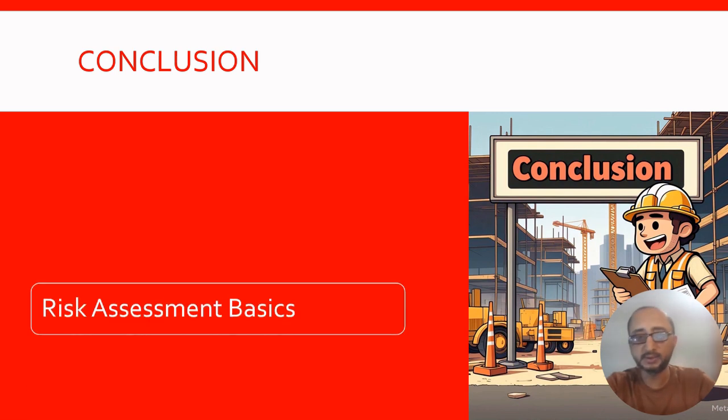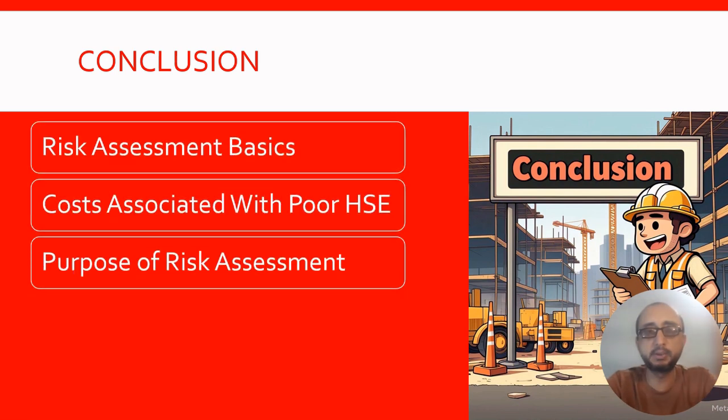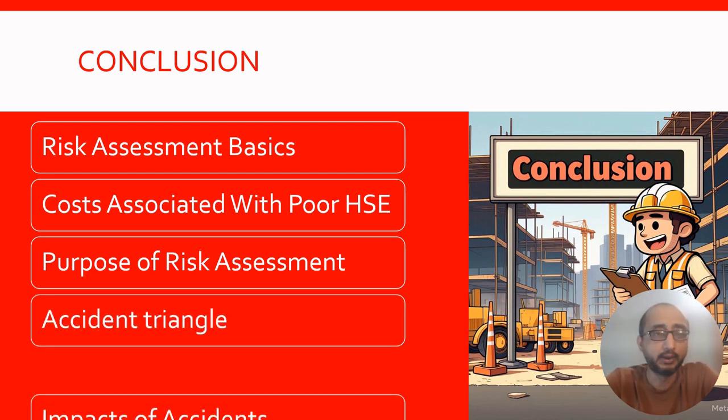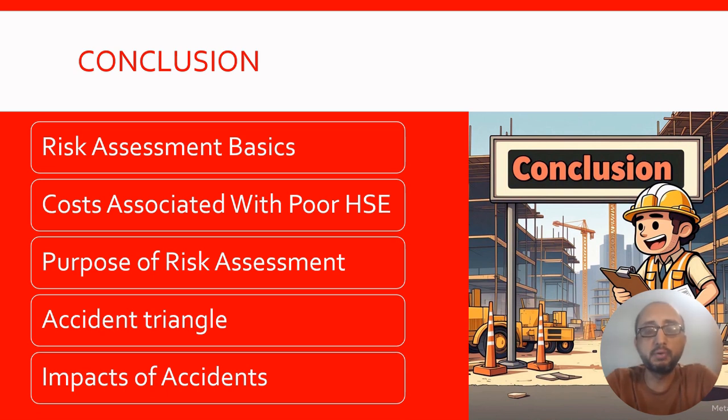We covered today's topic. Let's conclude. Risk assessment basics: risk assessment is careful examination of the workplace to identify any sources of harm and then controlling them. If there is poor HSE, we have to bear the direct and indirect costs. The purpose of the risk assessment is to ensure that we comply with the legal requirements, we avoid accidents, and we report the near misses. Accident triangles give us the relationship between near misses and accidents and emphasize that we should control the near misses so we can avoid the accidents as well.